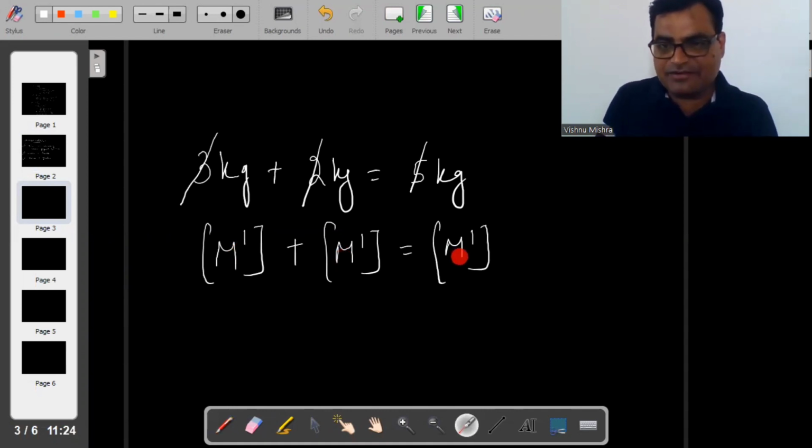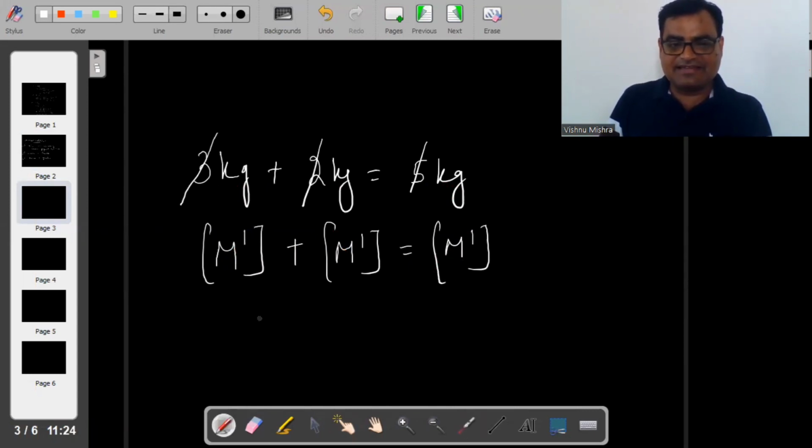In mathematics, we would have 2M. But here M^1 plus M^1 is equal to M^1, not 2M^1. You see that? It means the same dimension you can add here, and the result is also the same dimension. Again, another example I can take here.